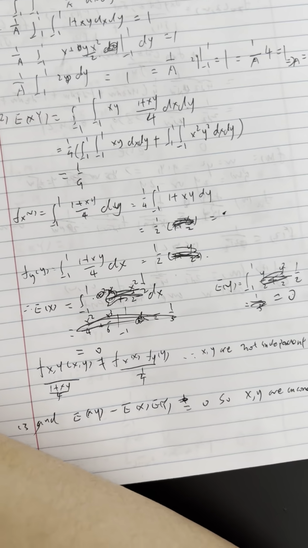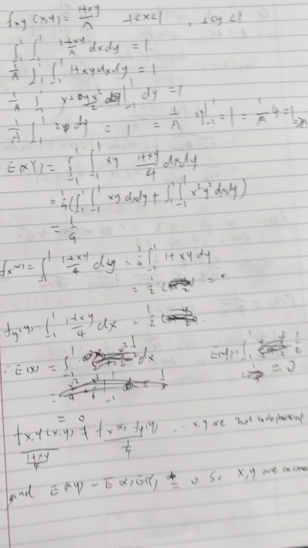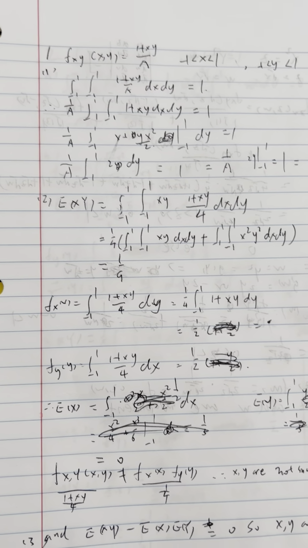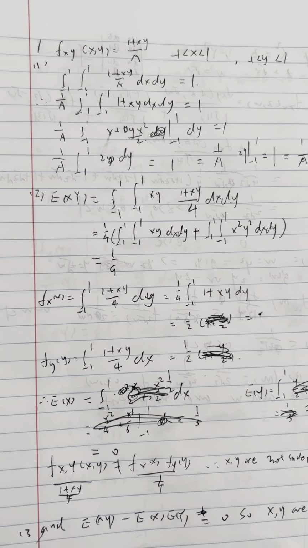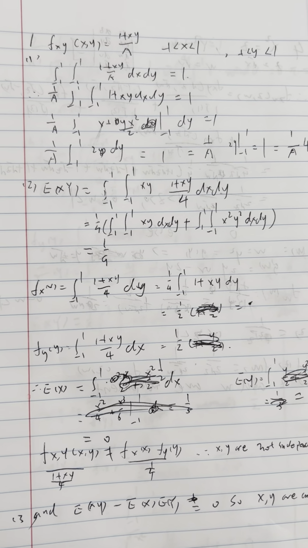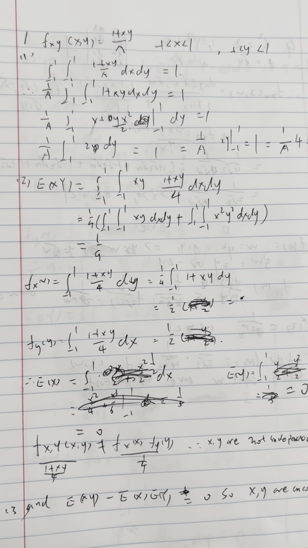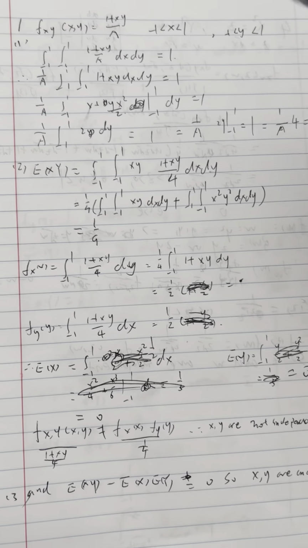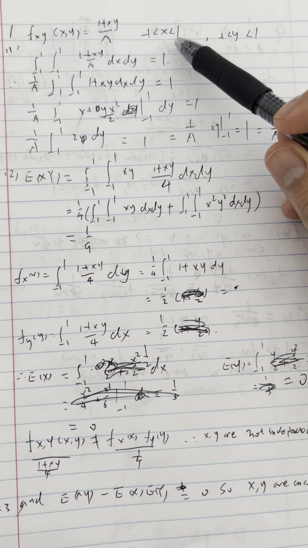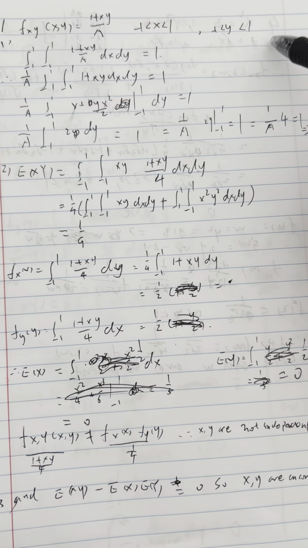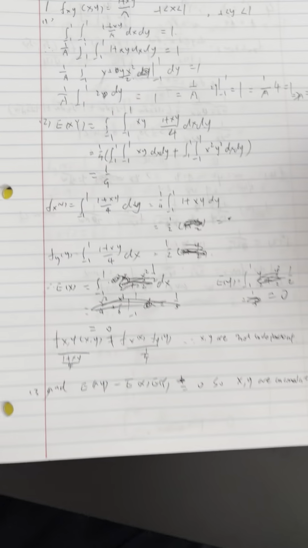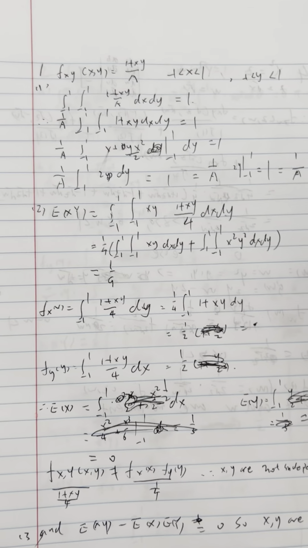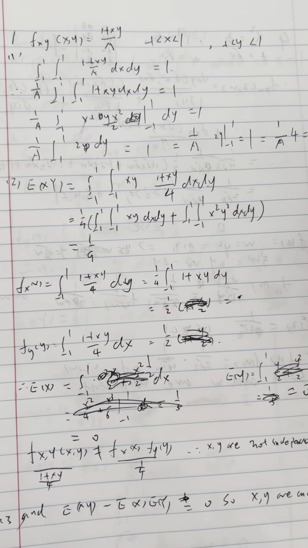Problem 1: we have the joint density as (1 plus xy) divided by a for the absolute value of x less than 1 and the absolute value of y less than 1, which can be rewritten as x between -1 and 1, and y between -1 and 1. First, we need to find a so that the above density is a joint density function.